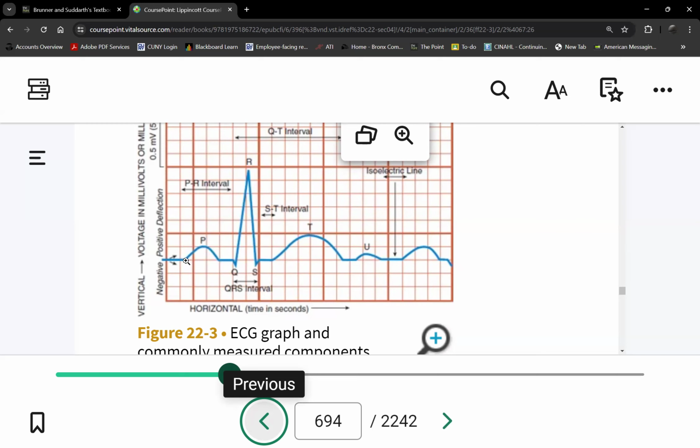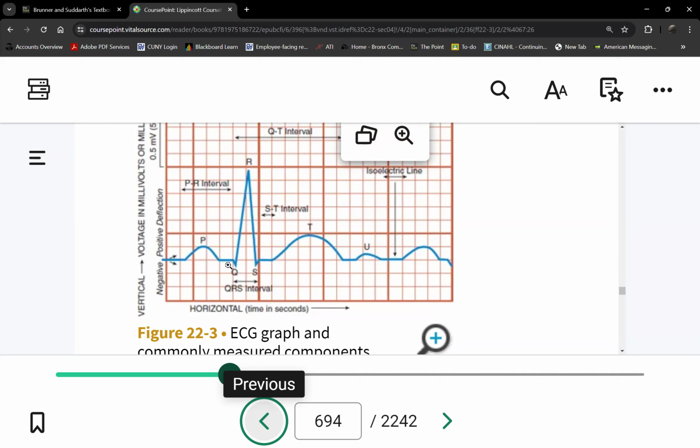Okay. So the PR interval has nothing to do with the R wave. First of all, the PR interval is actually measured from the P wave, meaning it includes the P wave, to right before the Q wave starts. I repeat, the PR interval is measured from the P wave to just before the Q wave begins. All right, its normal measurement is 0.12 to 0.2 seconds.